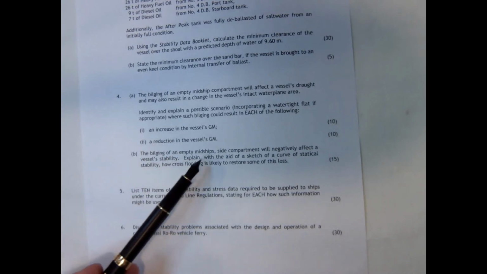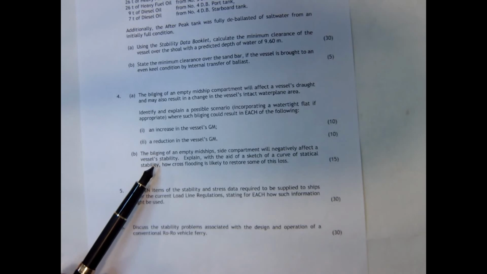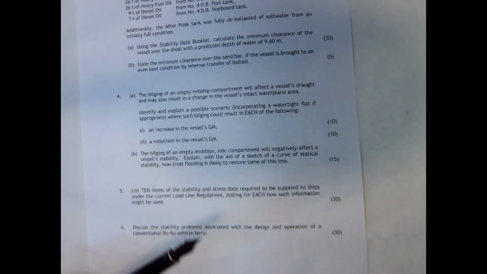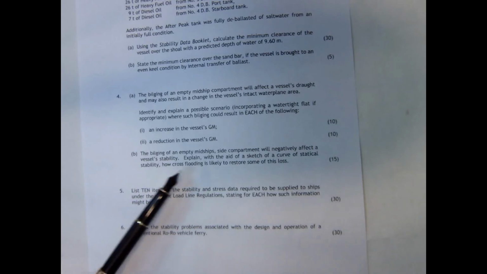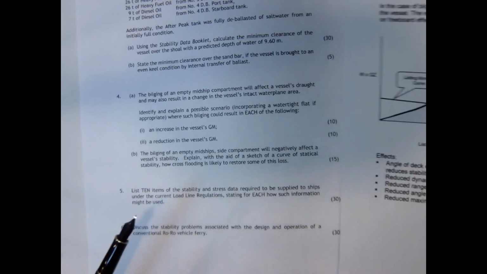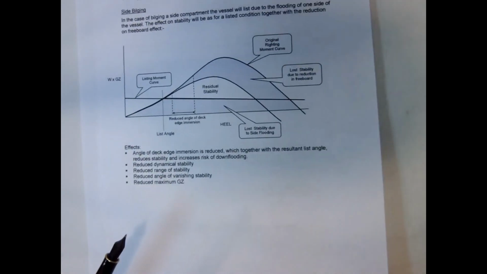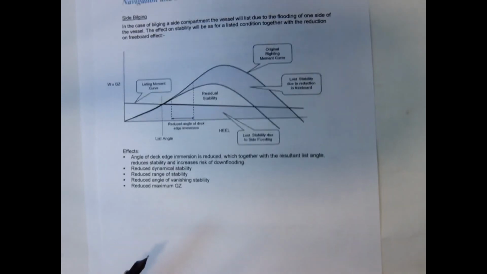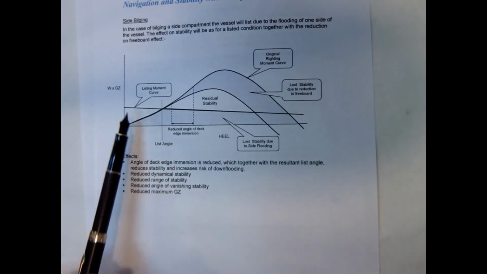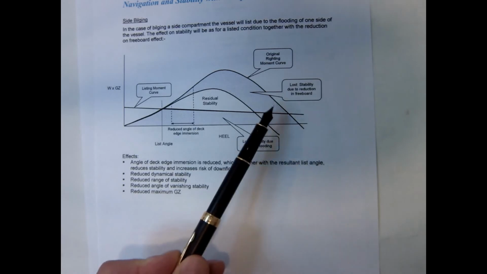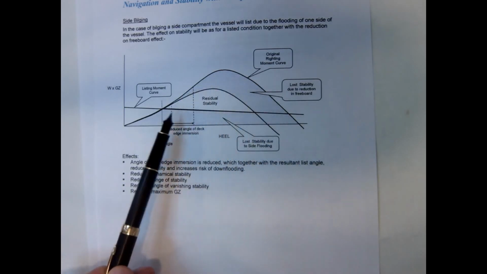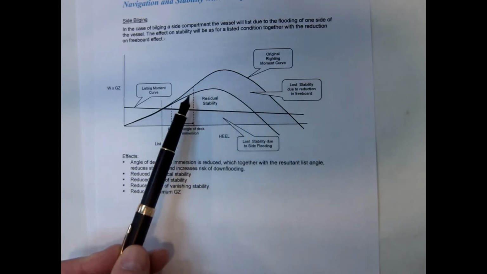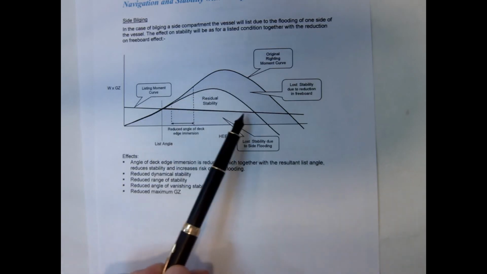Part B talks about how an empty midship side compartment will negatively affect a vessel's stability. So this is now a side compartment and we get listed. Explain with the aid of a sketch how cross flooding can restore some of this loss. So there's a vessel with side bilging, and we have a listing moment curve. So this is the original curve and then the new curve, and all we're left with is the stability there.